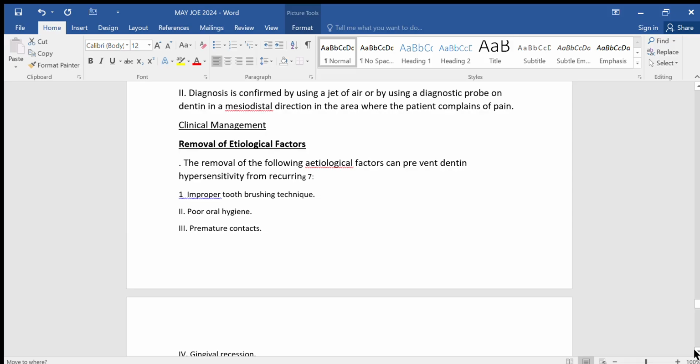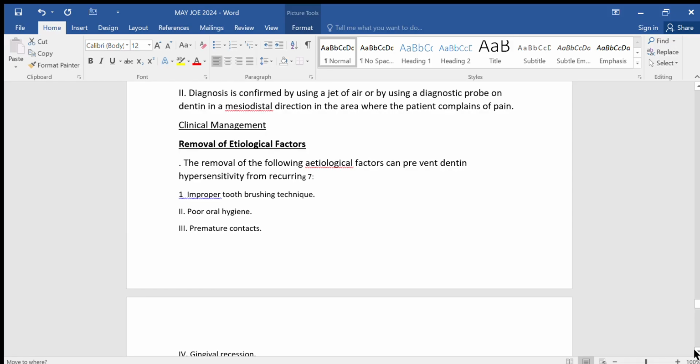Educate the patient to avoid aggressive mechanical brushing. Prescribe the patient to use a single tufted brush. If you find any dietary factors in relation to dentin hypersensitivity, then you will advise the patient to reduce excessive consumption of acidic food or drinks. Advise the patient to use a home desensitizing toothpaste.